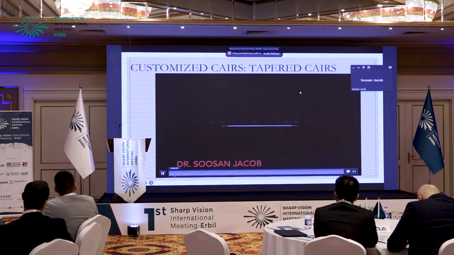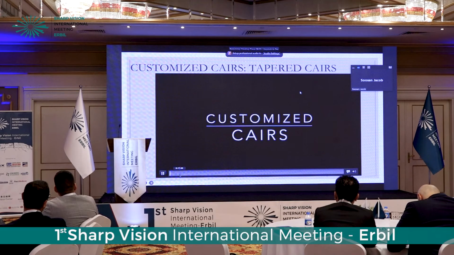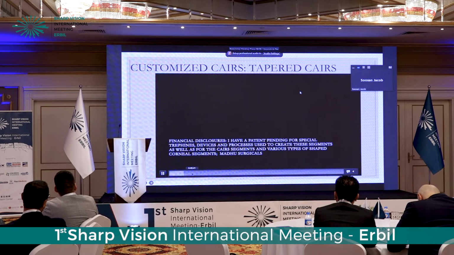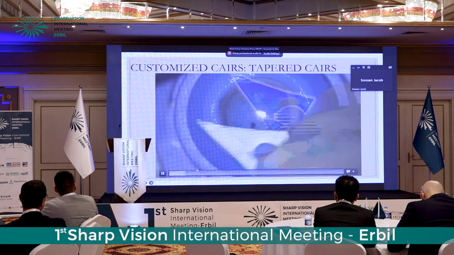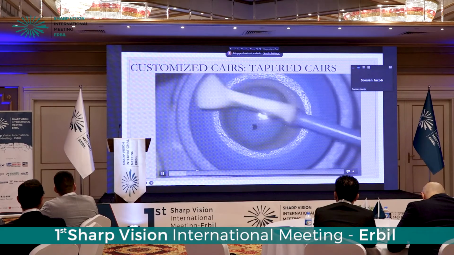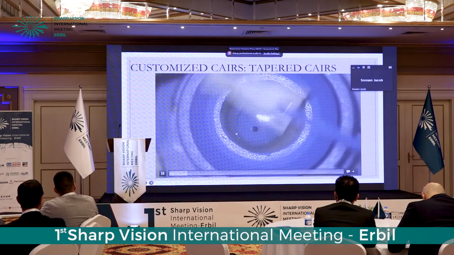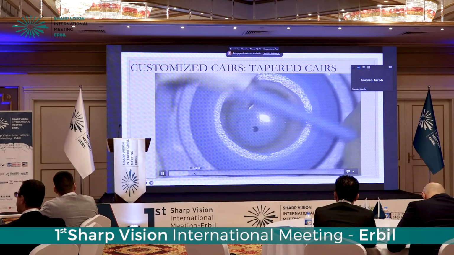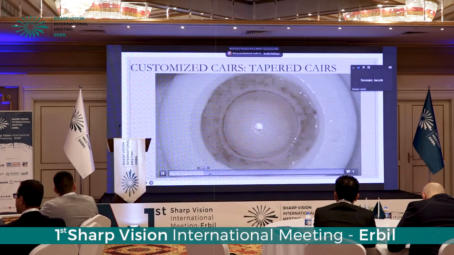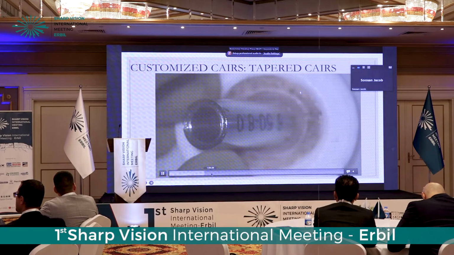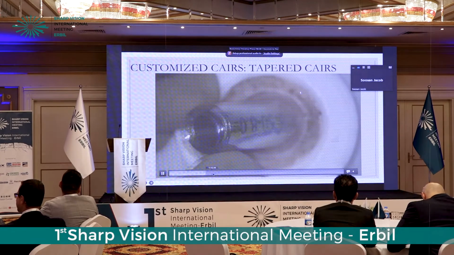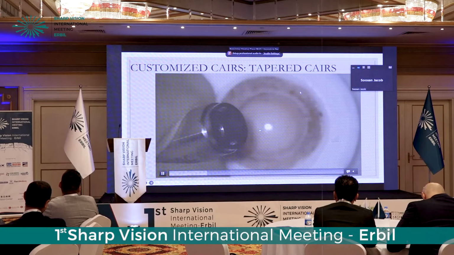And the last thing I'll show you in this is basically customized CARES, which is what I do now for tailoring the effect further. I must say, as my financial disclosures, that I have a patent pending for the special trephines. So here we can see the epithelium being removed and followed by the endothelium being removed. But as I said, CARE stands for any source of allogenic tissue. This is a trephine, and we have it in different diameters.